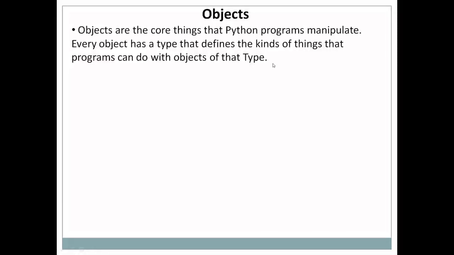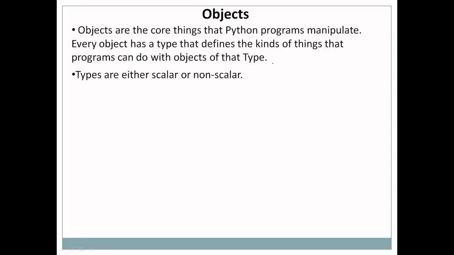Let's study the basic elements of Python one by one. The first, objects. Objects are the core things that Python programs manipulate. Every object has a type that defines the kind of thing that a program can do with objects of that type. So objects are the main things in the Python program that are controlled, and the type of object defines what type of operations we can perform on the object.